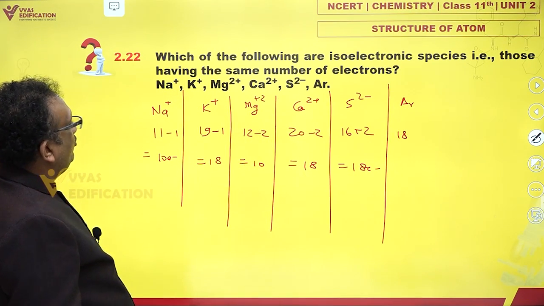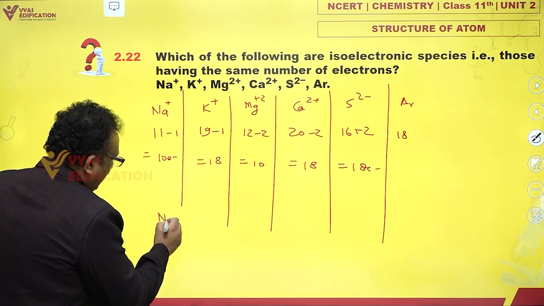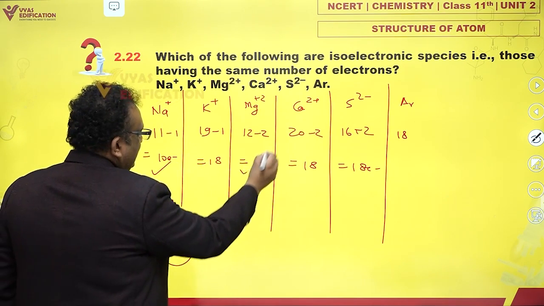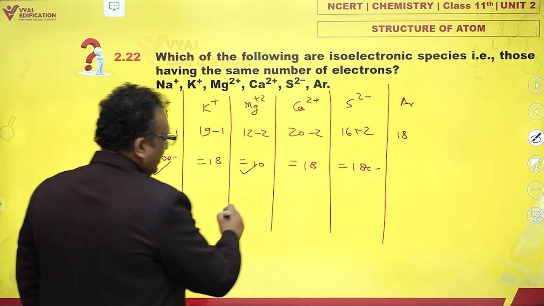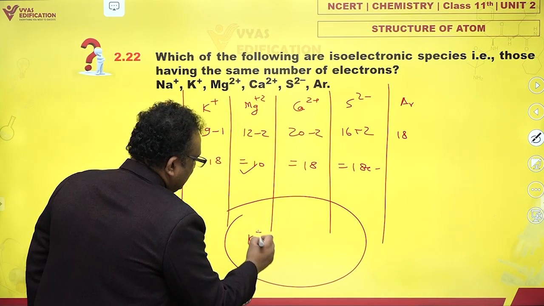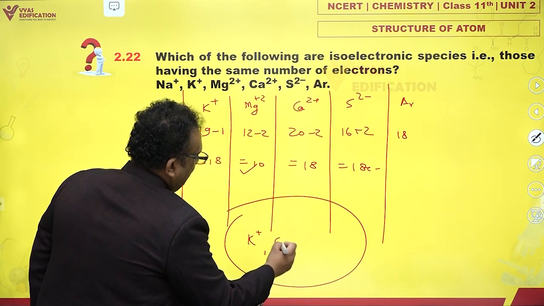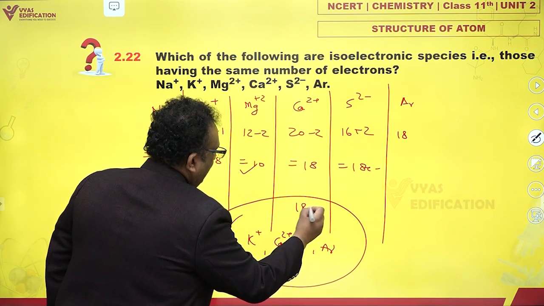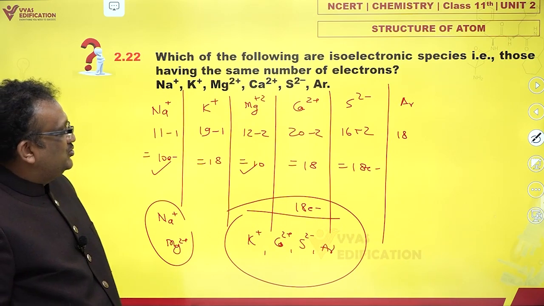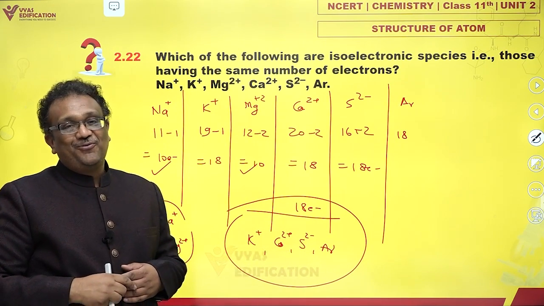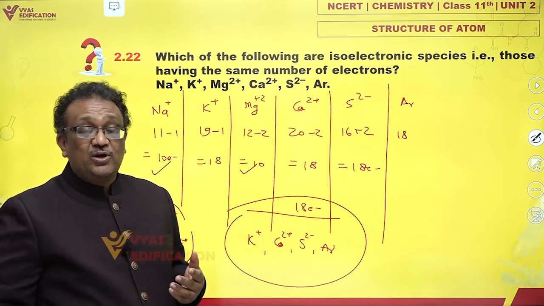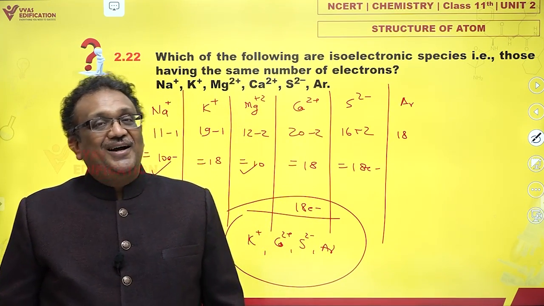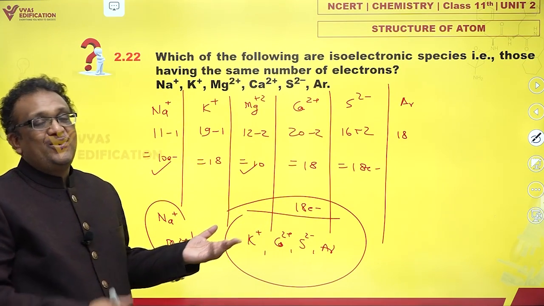So which are isoelectronic species? Sodium and magnesium ions. They have 10 electrons each and they are isoelectronic with each other. At the same time, potassium, calcium, sulfide and argon, they have 18 electrons each, and all these 4 species are also isoelectronic with each other. As simple as that. What is isoelectronic species? Species which have same total number of electrons are said to be isoelectronic, and here we have isoelectronic species.